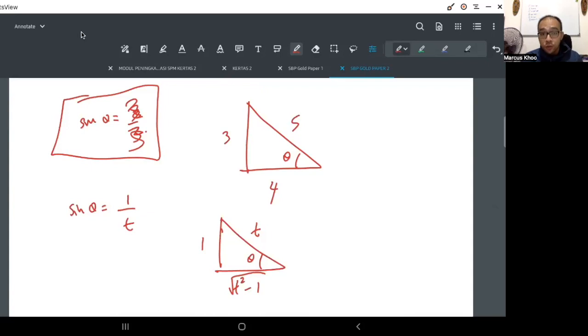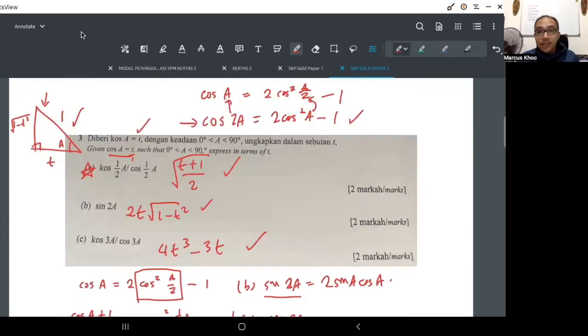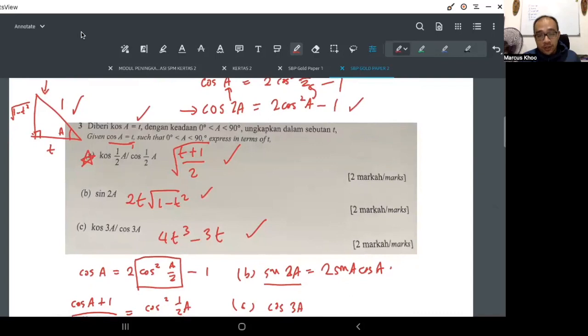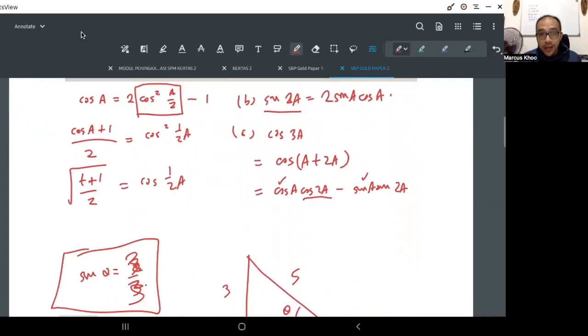From here, you can know the other 5 relations. You can know cos, tangent, secant, cosecant, cotangent. Okay, and you can do all the rest of this just by using this triangle.